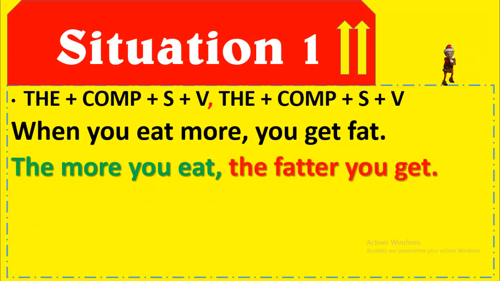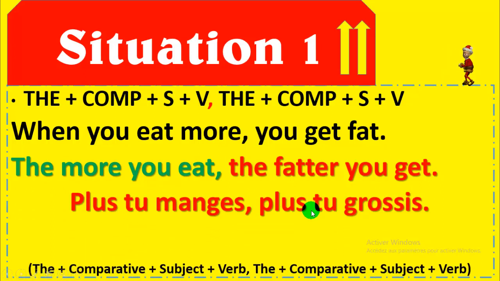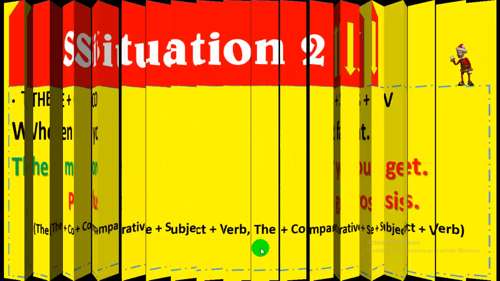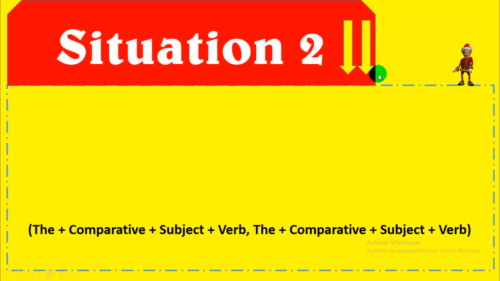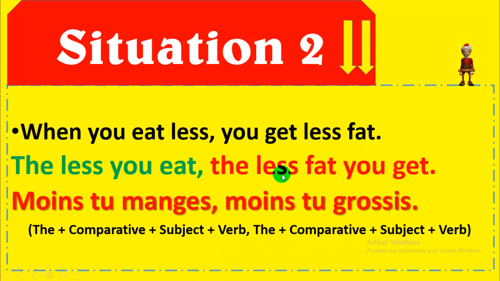The more you eat, the fatter you get. Plus tu manges, plus tu grossis. Situation number 2. Both actions are decreasing. Example, when you eat less, you get less fat. Tu manges moins, tu grossis moins. The less you eat, the less fat you get. Moins tu manges, moins tu grossis.